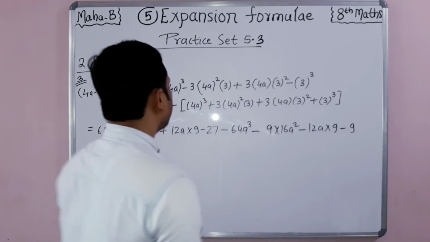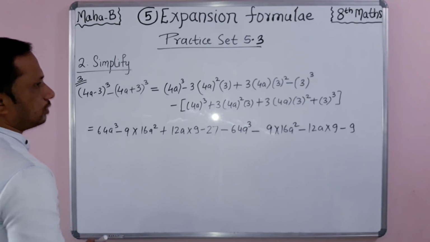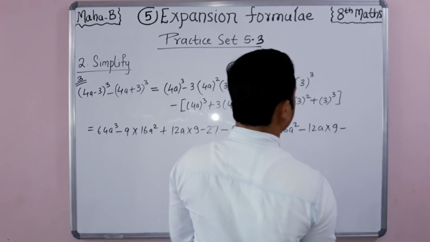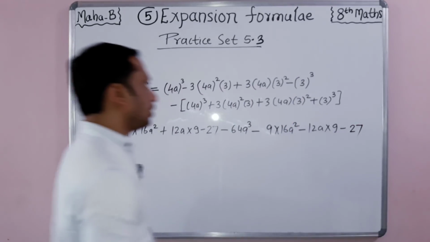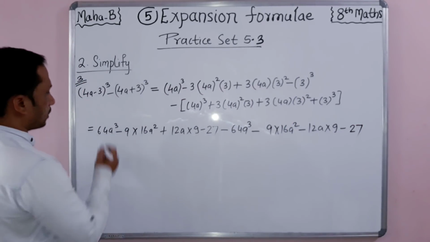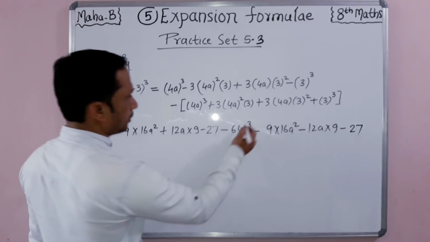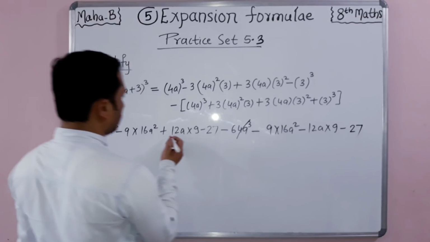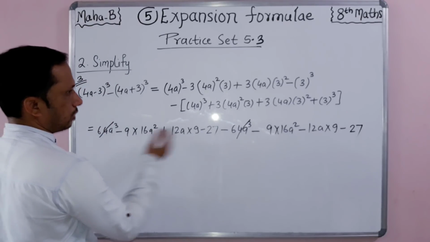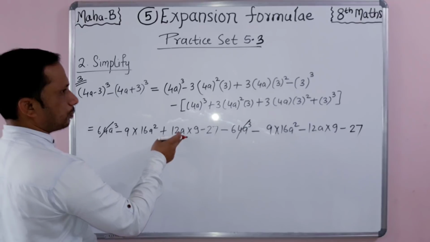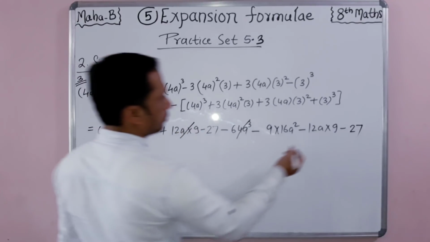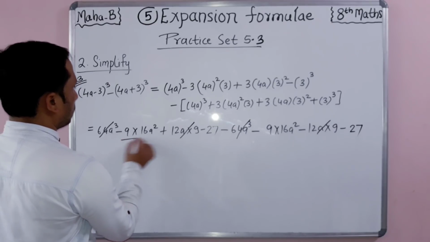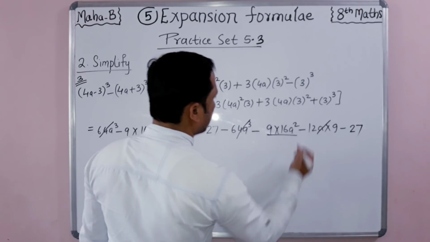Okay students, so now see what is common in both of the cases. It is 27. So see here, what is common now in this case, this 64 and 64 get cancelled to each other. And then this 9 is plus and this is minus, so it will not get cancelled. Plus 12 and minus 12 get cancelled to each other. So what is remaining now, this minus 9 into 16, minus 9 into 16.